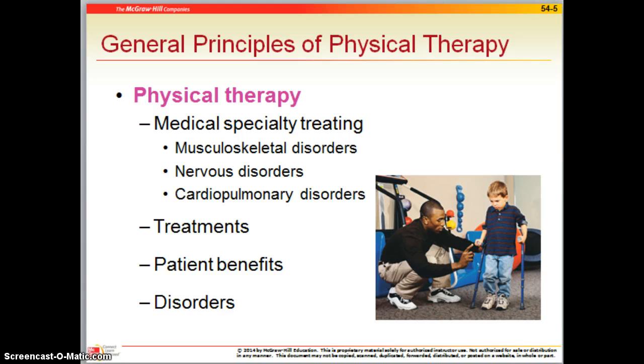Physical therapy. Okay, number one, what is it? Of course, it's used to treat all sorts of disorders, primarily musculoskeletal disorders, so post-surgeries, post-accidents. It can be used to treat certain nervous system disorders, such as after a stroke or a spinal cord injury. And for cardiopulmonary disorders, so after a heart attack, in order to regain function, they often go to see a physical therapist. We again will talk about different treatments, benefits, and some of the more specific disorders that go along with this physical therapy chapter.